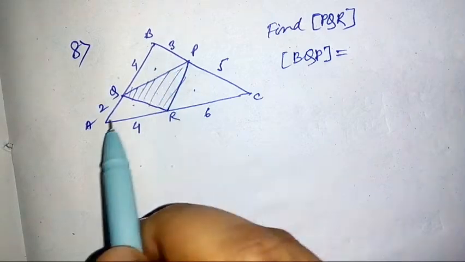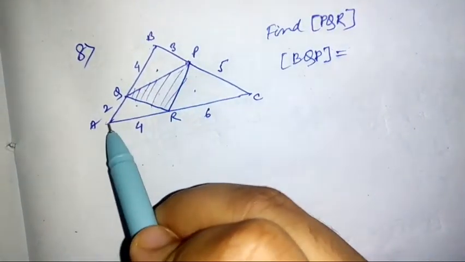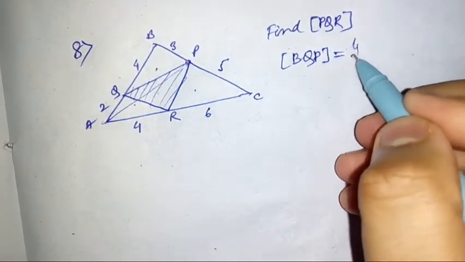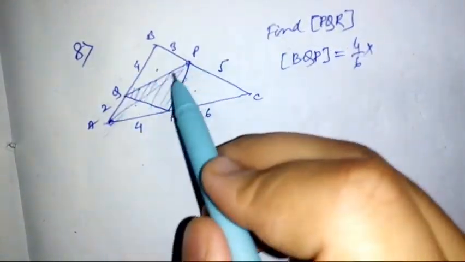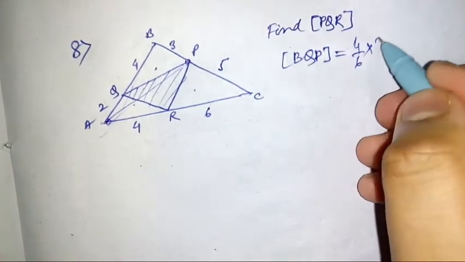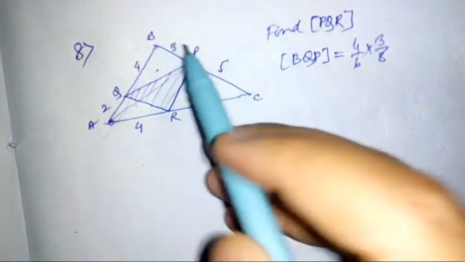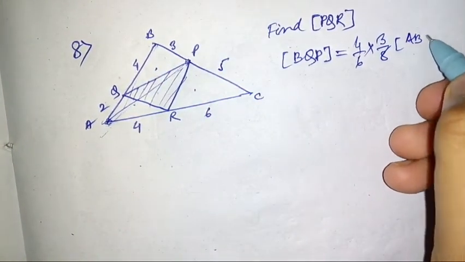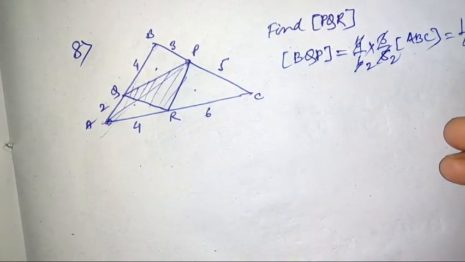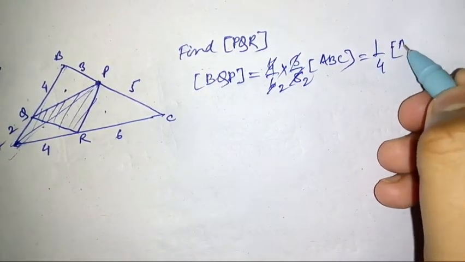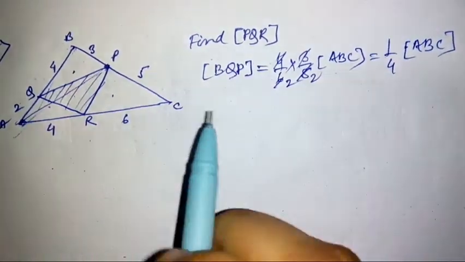BQP, if I consider this as the vertex, is 4/6 of this whole triangle, and this whole triangle, considering this as the vertex, is 5/8 of ABC. So 4/6 into 3/8 of this whole triangle of ABC. So you can see 4 2s are 8, 3 2s are 6, so 1/4 of ABC. So this one is done.